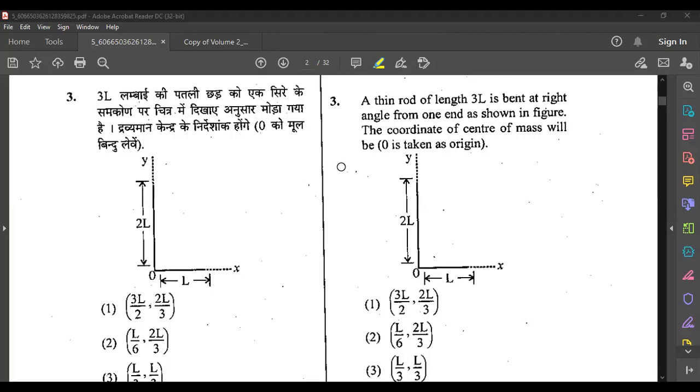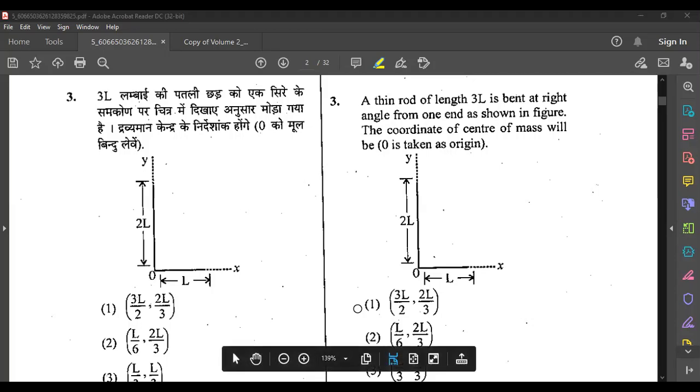Hello everyone. So we'll start with question number 3. Question number 3 says that we have a thin rod whose length is 3L. It is bent at a right angle from one end as shown in the figure. The coordinate of center of mass they are asking. Assume 0 to be origin.